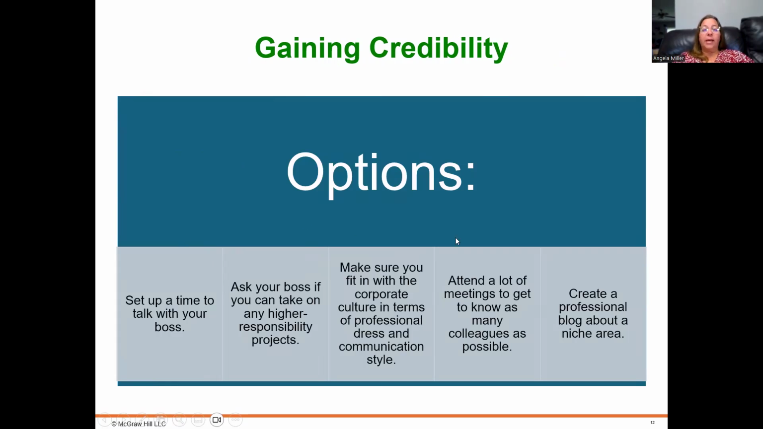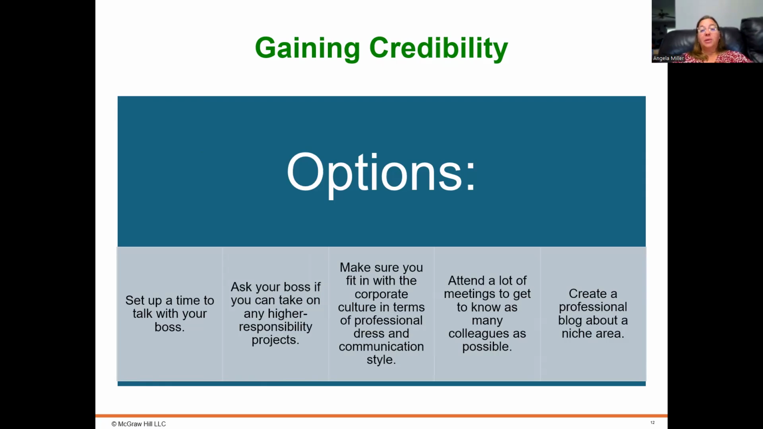All right, so ways that you can gain credibility. Set up a time to talk with your boss. So if you can talk to your boss one on one and really explain to them why you believe what you believe, then they're oftentimes going to increase your credibility. Ask your boss if you can take on any higher responsibility projects. Basically, this is about taking initiative and being willing to learn and experience new things in order to gain credibility by increasing your experience.